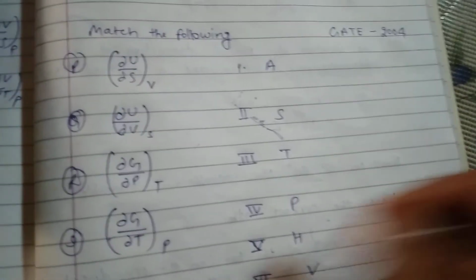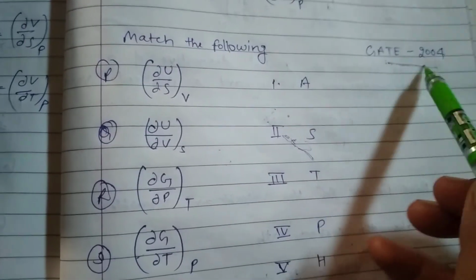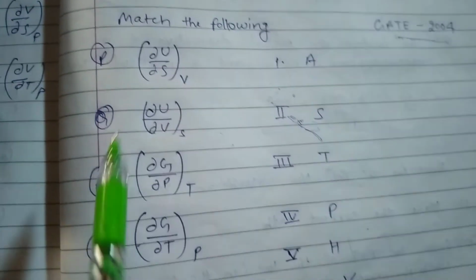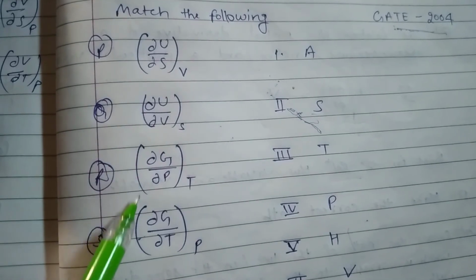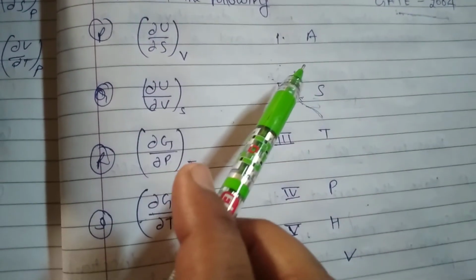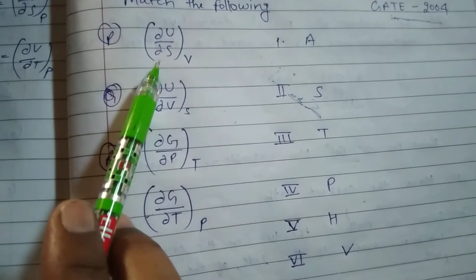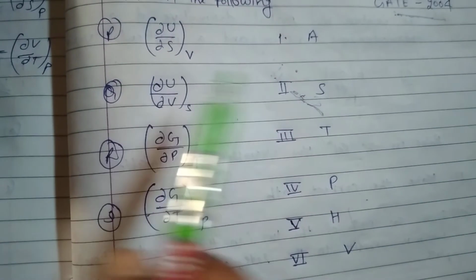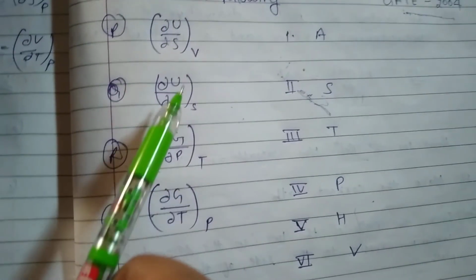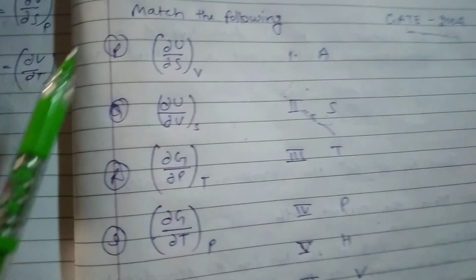Another similar question is from GATE 2004. Match the following. Four different options are given here, and we have to match all these with their thermodynamic variables. So this is a very easy question, I think.